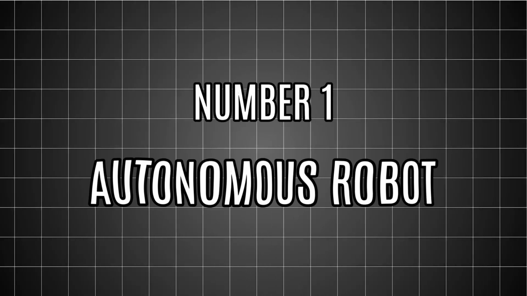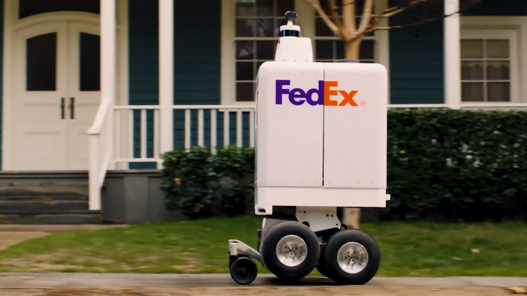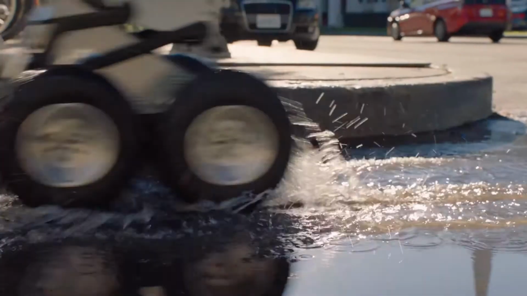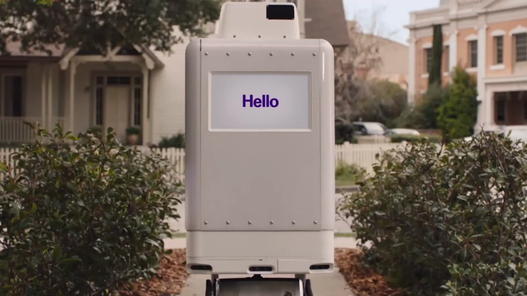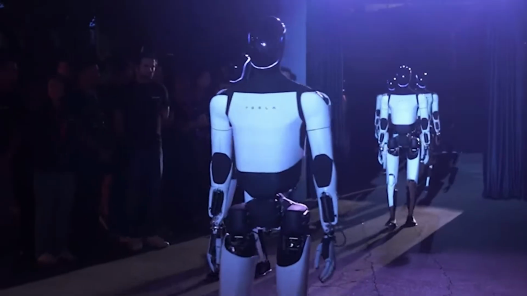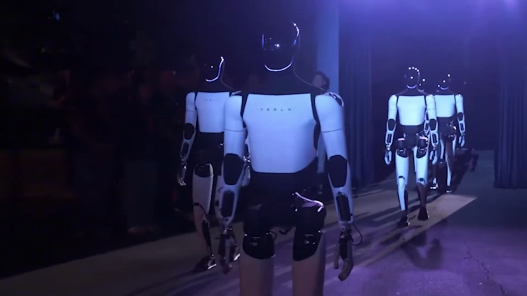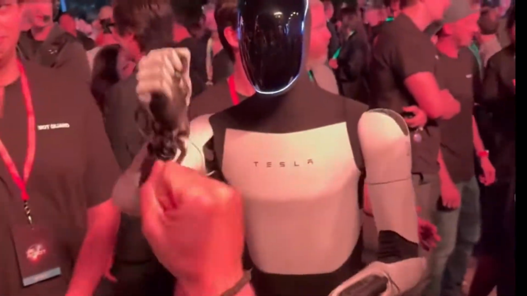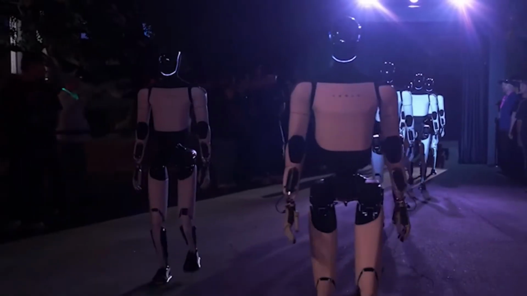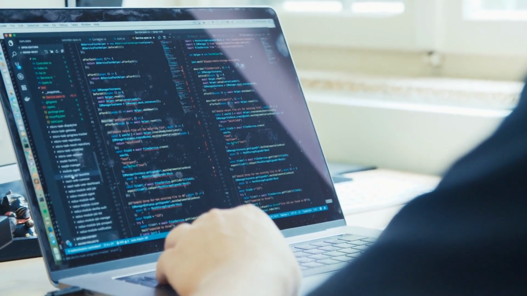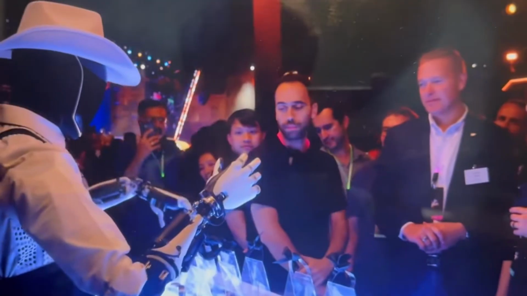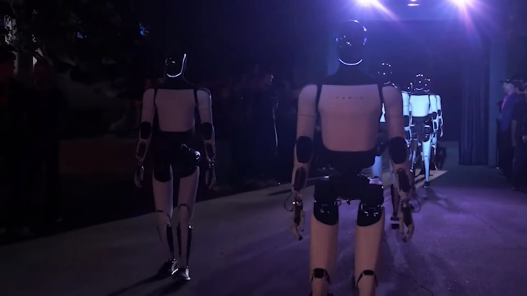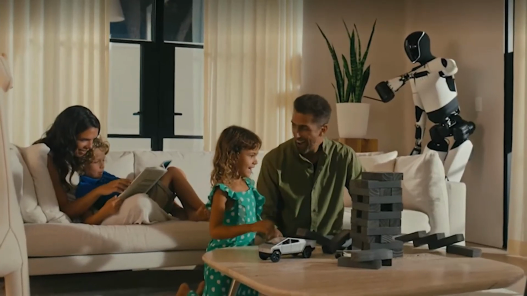Number 1. Autonomous Robot. At the top of our list is the ultimate Raspberry Pi project, building your very own autonomous robot. With sensors, motors, and a Raspberry Pi, you can design a robot capable of navigating the world around it. From simple line-following robots to more complex self-driving models, the possibilities are endless. Using Python and various sensor libraries, you can program your robot to perform tasks such as avoiding obstacles, following lines, or even interacting with objects.